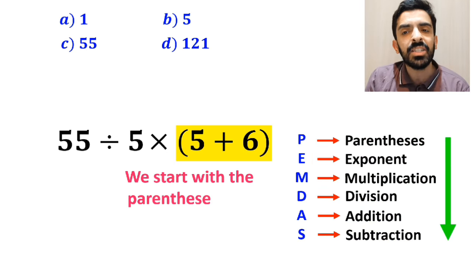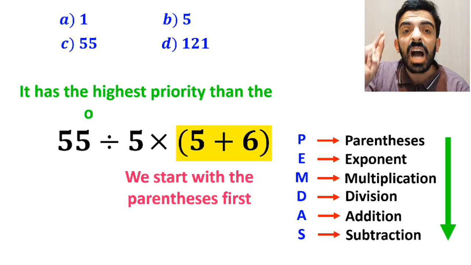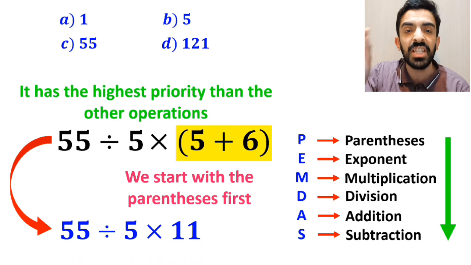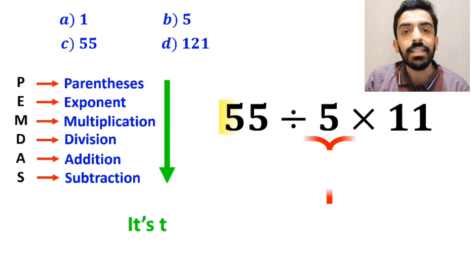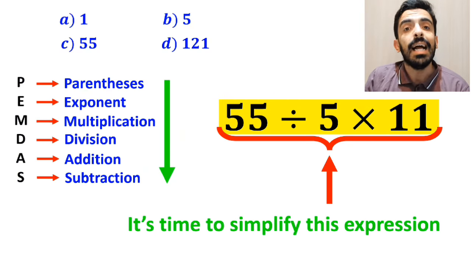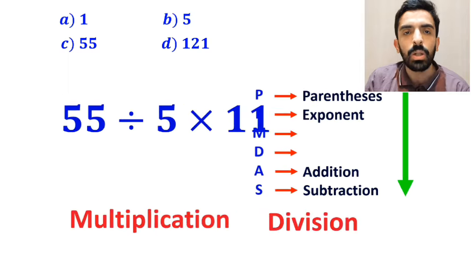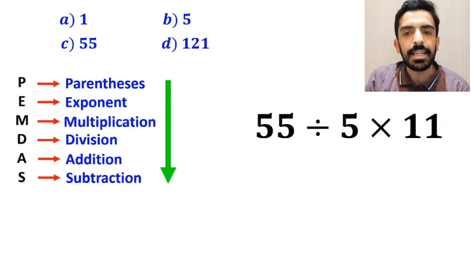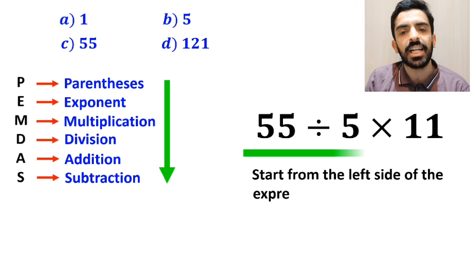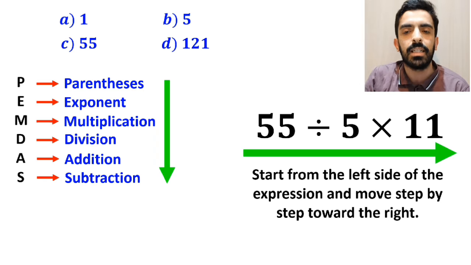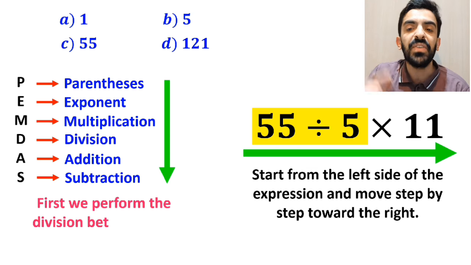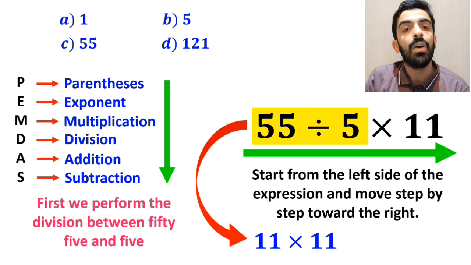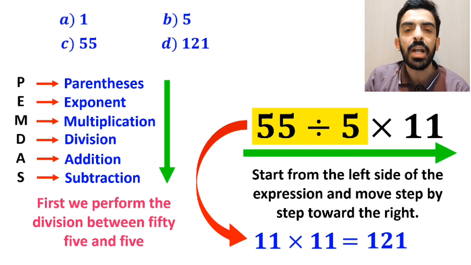So, we'll start with the parentheses first, because it has higher priority than the other operations. Okay, this expression simplifies to 55 divided by 5 times 11. Now, it's time to simplify this expression. It's very important to note that in the PEMDAS rule, multiplication and division have exactly the same level of priority. In this case, all we need to do is start from the left side of the expression and move step by step toward the right. So, first we perform the division between 55 and 5, which simplifies this expression to 11 times 11. Finally, the value of this expression will be 121.